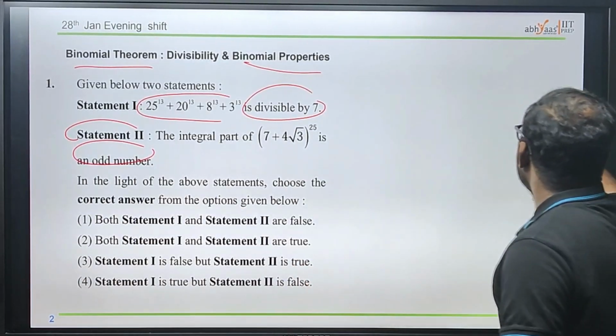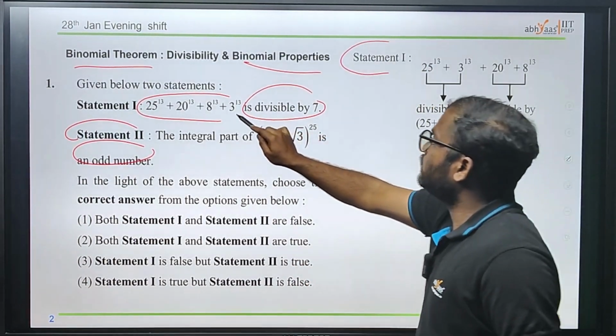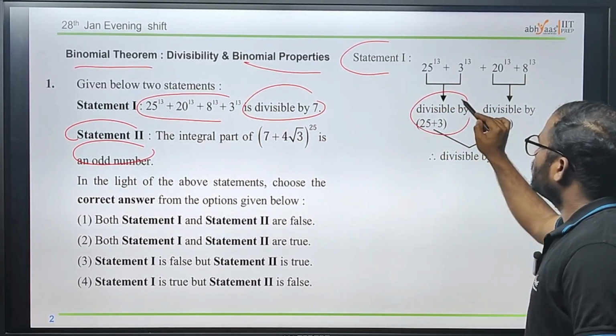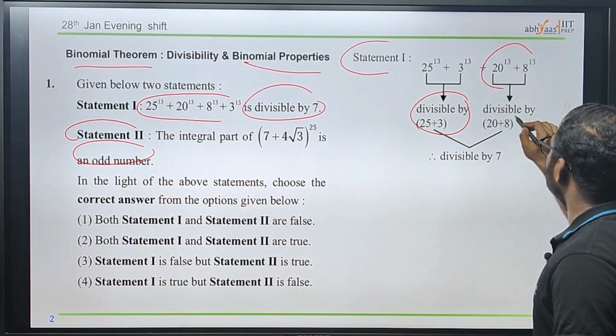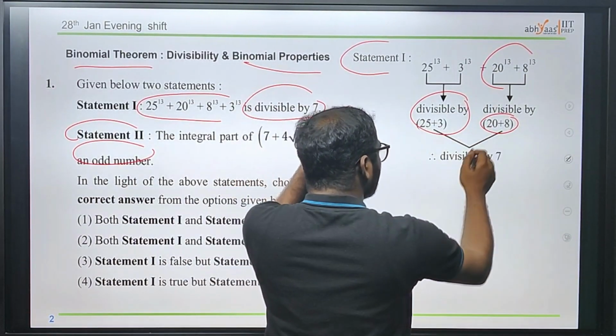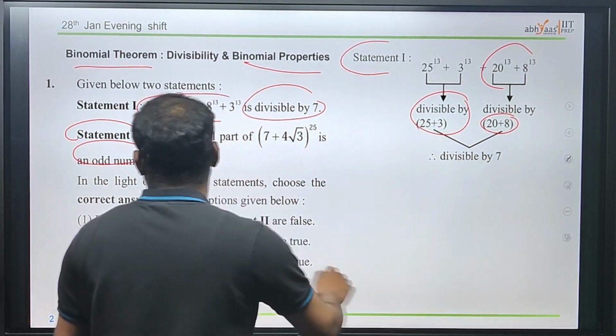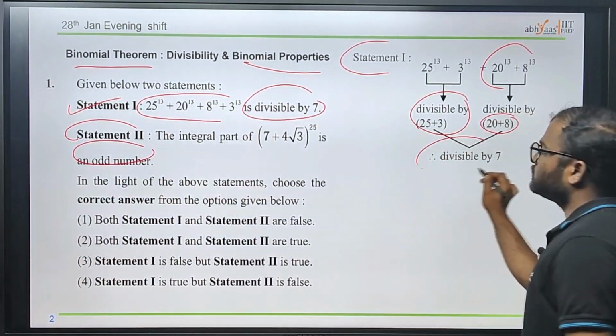First, statement 1 has 25 power 13 and 3 power 13, which is divisible by 25 plus 3. Also here we have this, which will be divisible by 20 plus 8. Which means that both are divisible by 7. Therefore statement 1 is correct. Just seeing that, we can easily say this is divisible by 7.